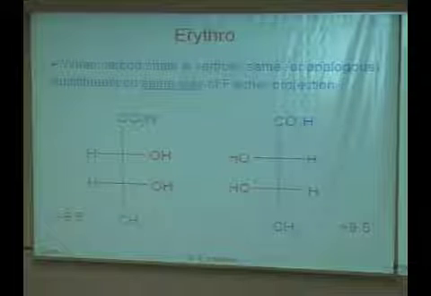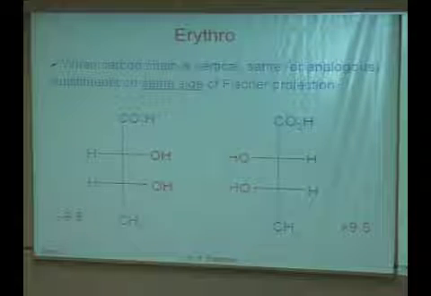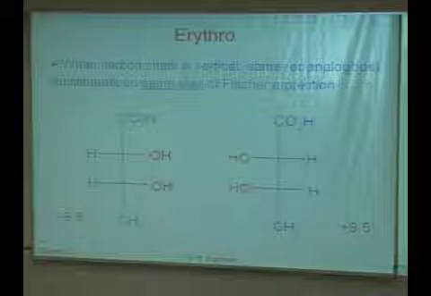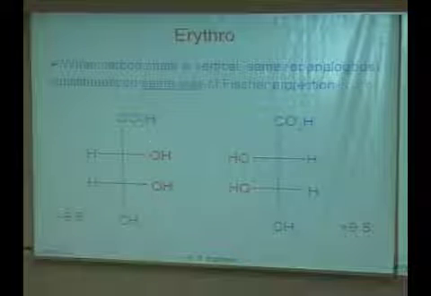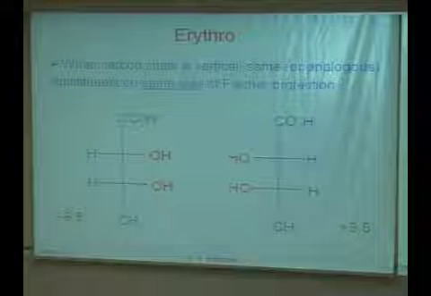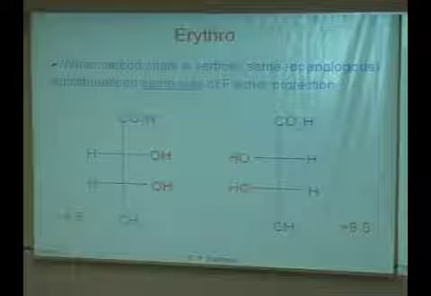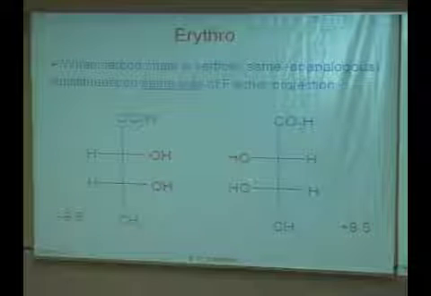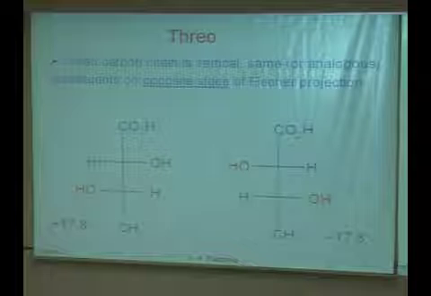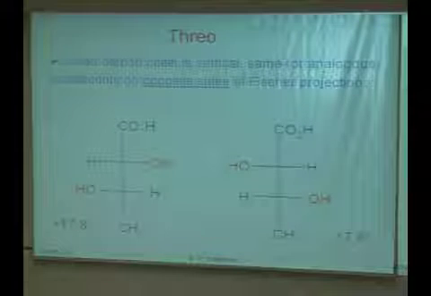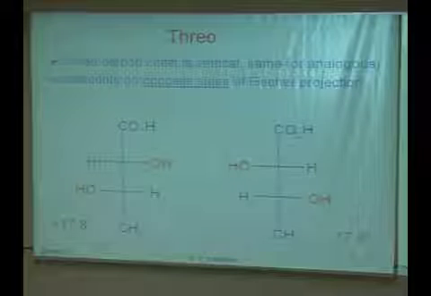Now, the erythro terminology is used when you have two chiral centers and when you have the two same groups or the two analogous groups on the same side. Then you say, I have the erythro configuration. So this is an erythro and this is another erythro. Both of these are, in fact, enantiomers. The threo configuration is when you have the two same groups or the two groups that are analogous on opposite sides. That will be called the threo configuration.